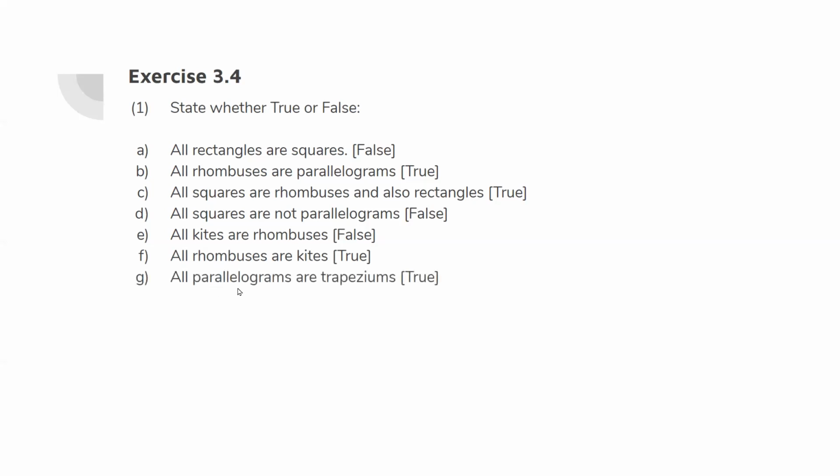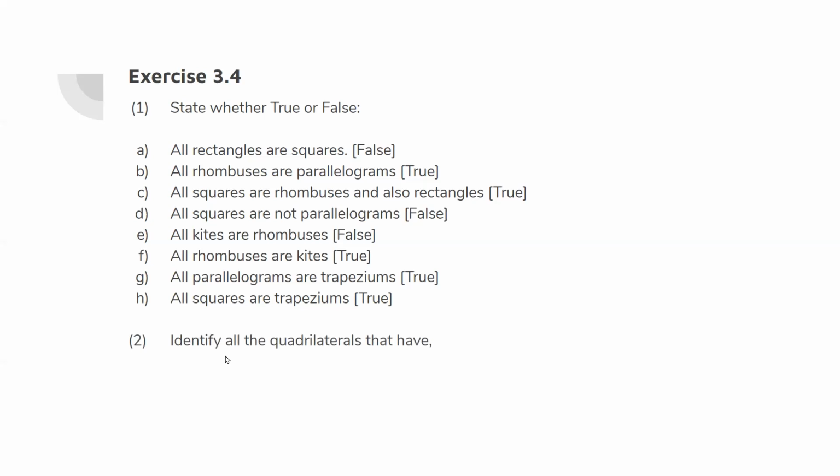G. All parallelograms are trapeziums. It is true because in a trapezium, one pair of opposite sides is parallel. In a parallelogram, both pairs of opposite sides are parallel, so it follows the property of a trapezium. Last question, all squares are trapeziums. It is true because a square has all the properties of a trapezium.